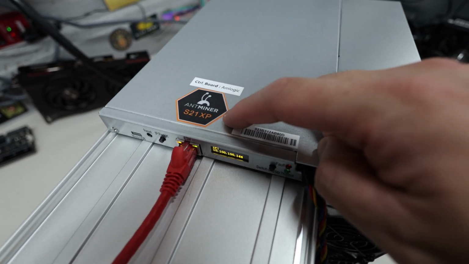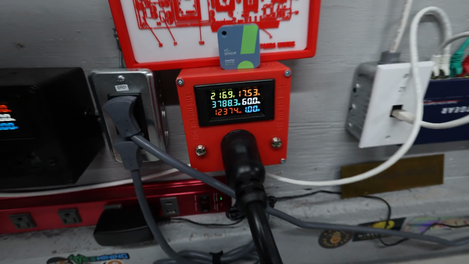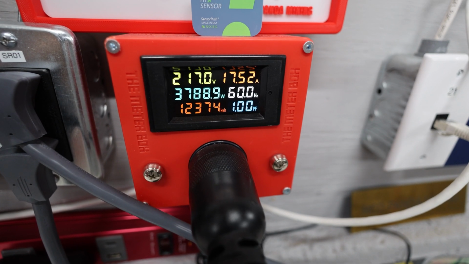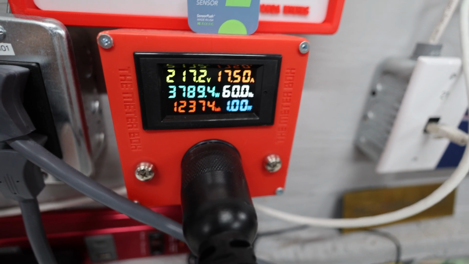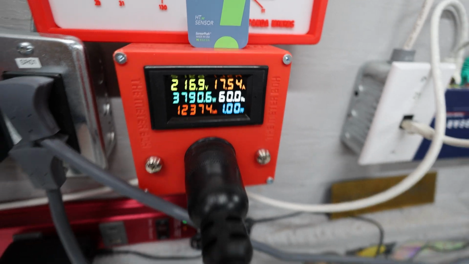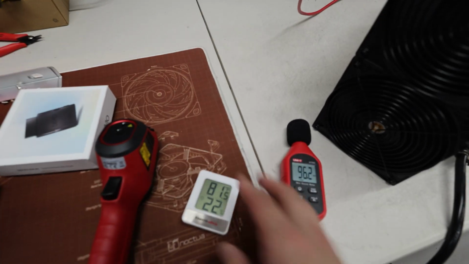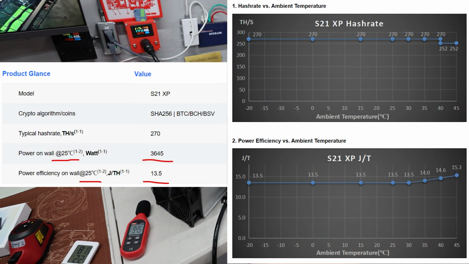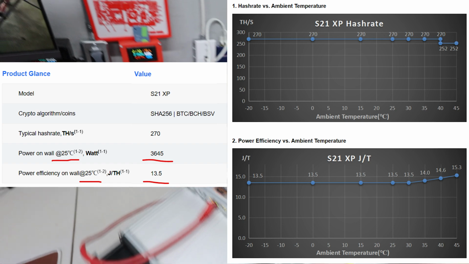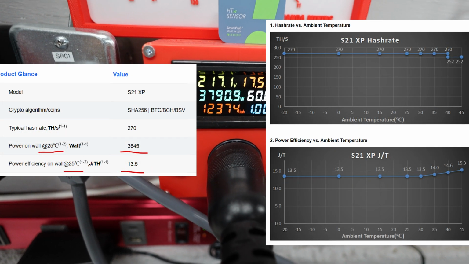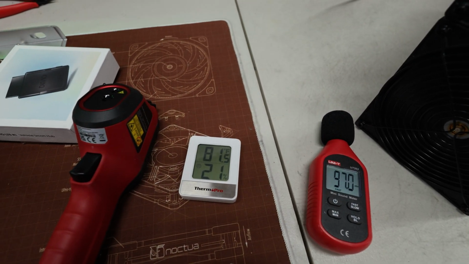But this Antminer S21 XP, I've been running it over the past almost 24 hours, and it's using about 3789.88 watts at the wall. It fluctuates between 3780 and 3800 watts. At my ambient temperature of about 81 Fahrenheit, I know that Bitmain's website advertises the power consumption of this as about 3645, but that's at about 25 degrees Celsius, or I think 76 Fahrenheit. So my ambient temperature is a little bit higher than what they advertised.